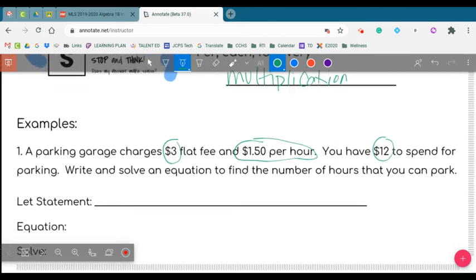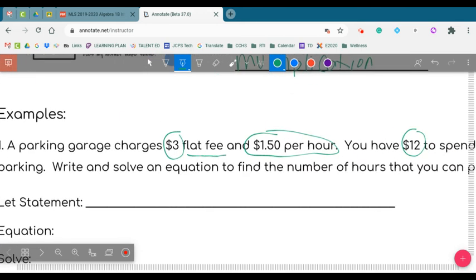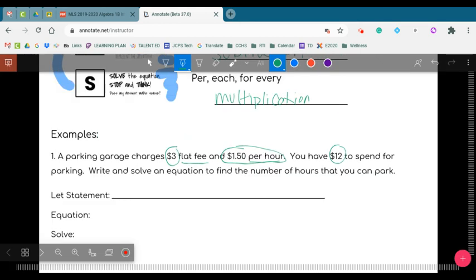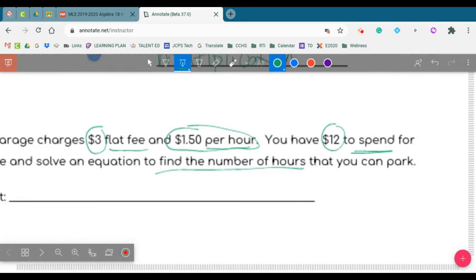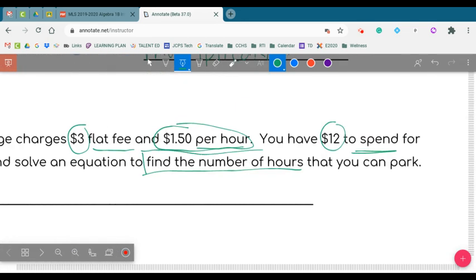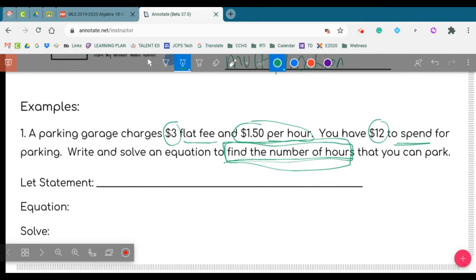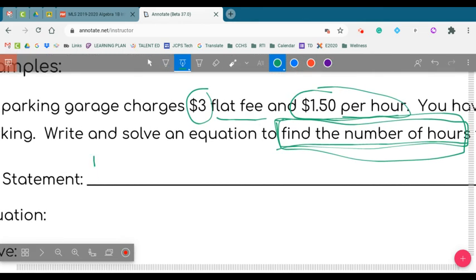So let's go through and underline our keywords. They have a flat fee of $3, $1.50 per hour. You have $12 to spend. We are going to find the number of hours. So if we go to our next step, box the question. So they are wanting us to find the number of hours. So, like I said before, that is what our variable is going to be. So we can have any variable. So we're going to let x equal number of hours.